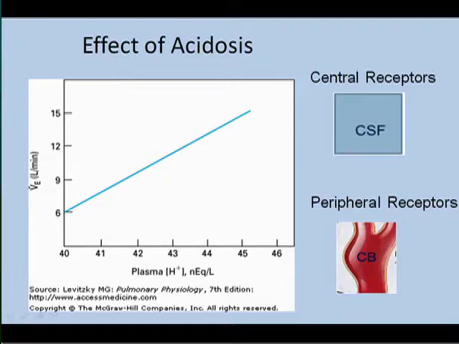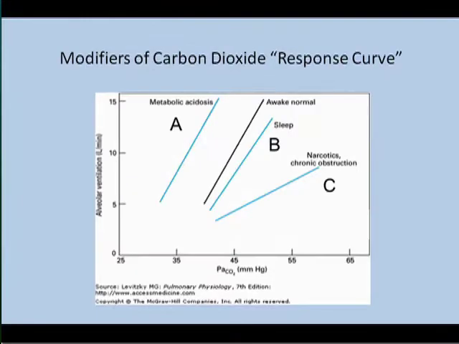Number 1, the CSF is separated from the blood by the blood-brain barrier, and number 2, it therefore takes longer for hydrogen ions to travel across the blood-brain barrier in contrast to PaCO2, which is rapidly diffusible. This is an instructive figure that demonstrates how many situations we observe in patients will alter minute ventilation.